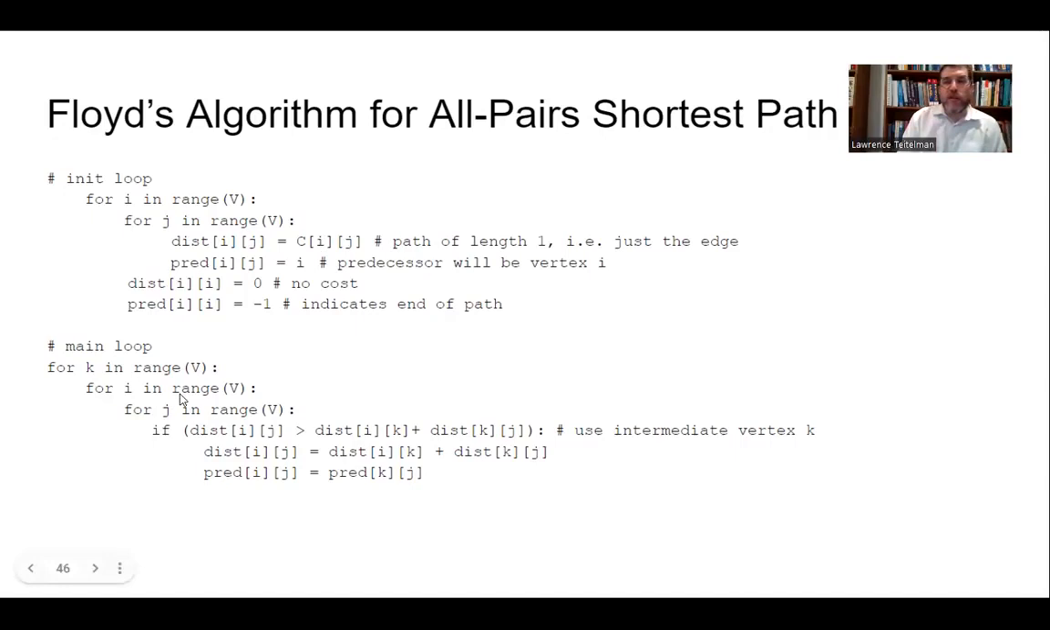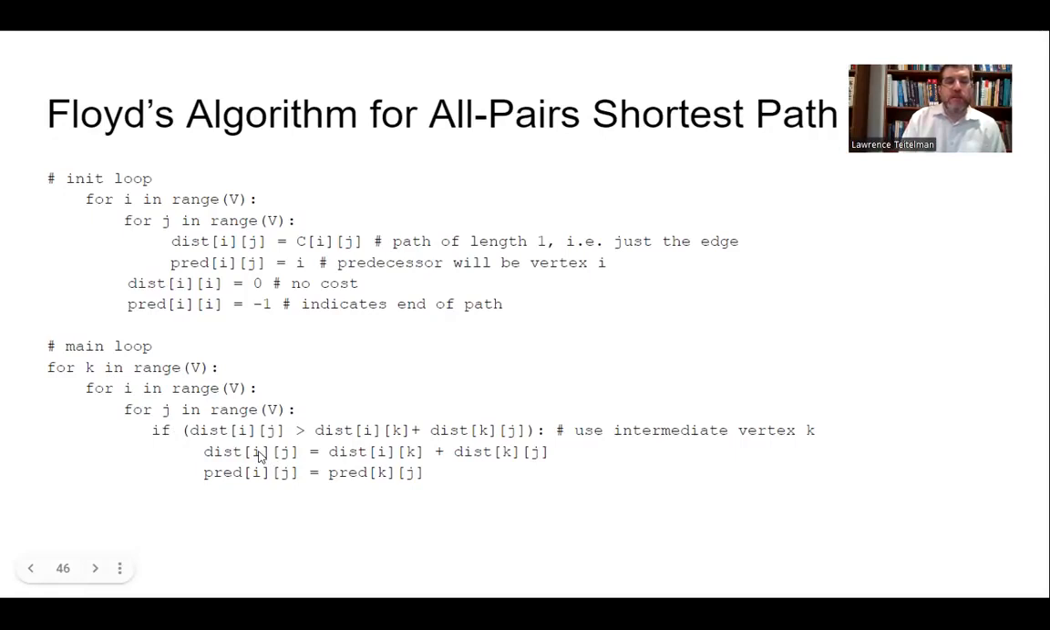So first of all, how many nested loops do we have here? Three, right? So I have a for k, for i, and for j. Here's what I want you to remember: we're going from i to j with an intermediate vertex k. The intermediate vertex is on the outside of this loop. It's the outermost loop.